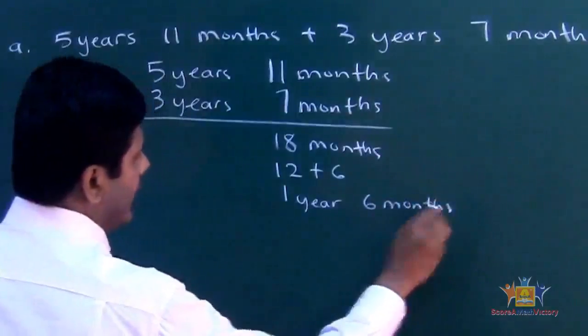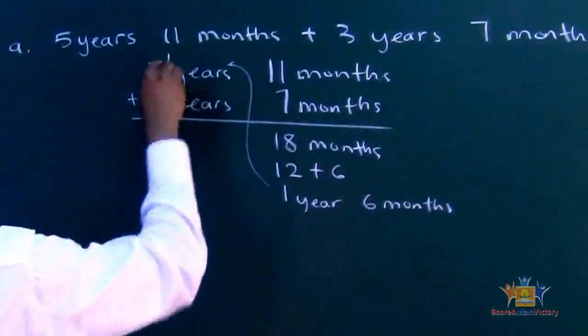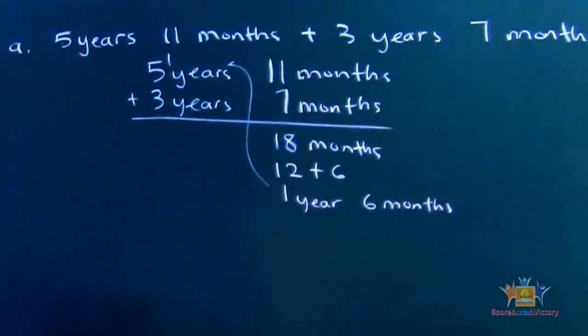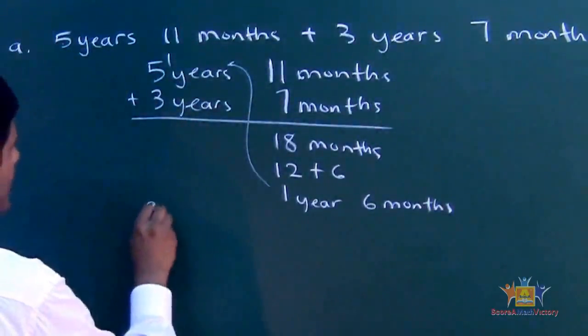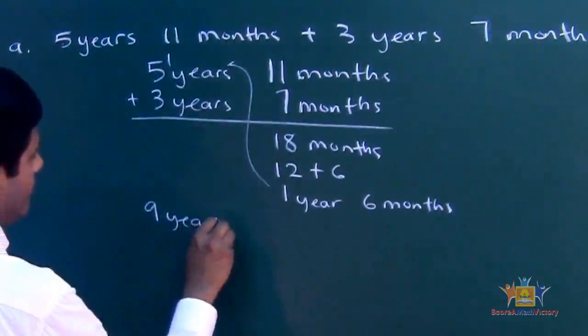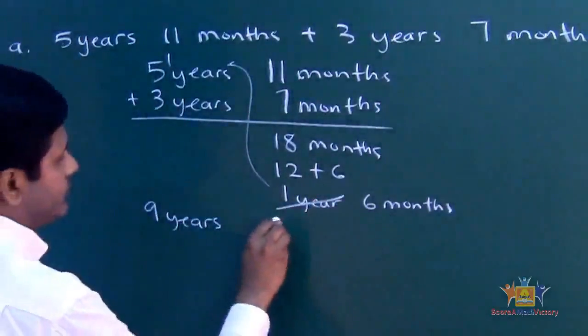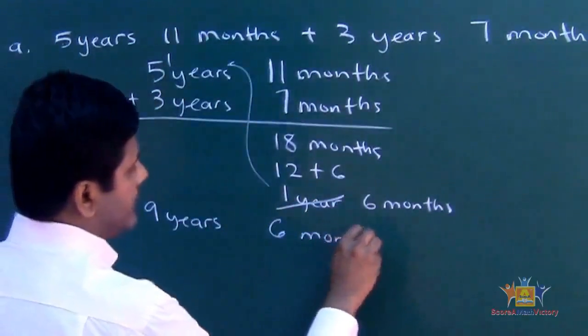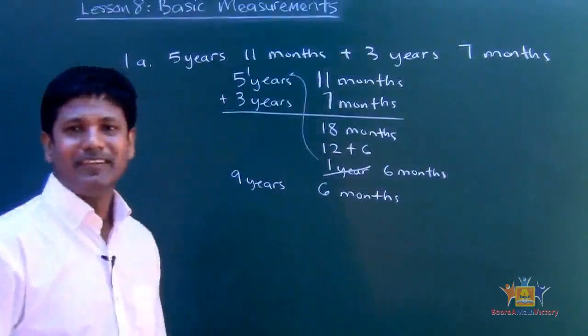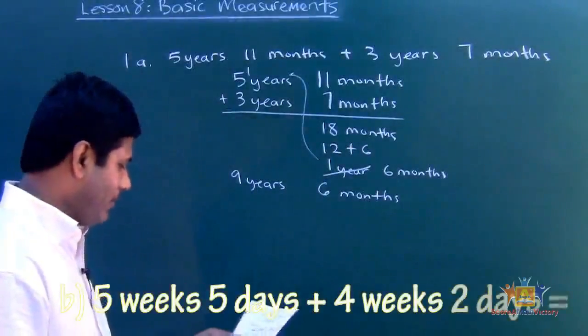That means I can take this and add it to the 5. So 5 plus 1 is what? 6. 6 plus 3 is 9. So that's going to give me 9 years. And this is gone. Left is what? 6 months. So that's 9 years, 6 months. Alright, okay, good. Let's look at problem B.